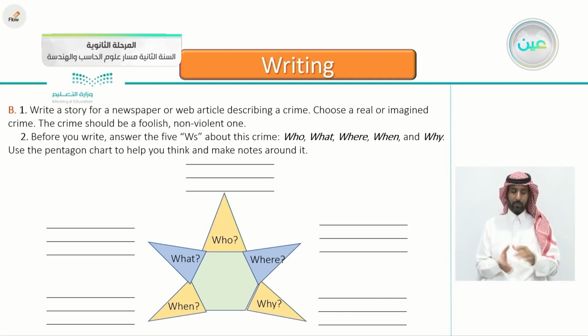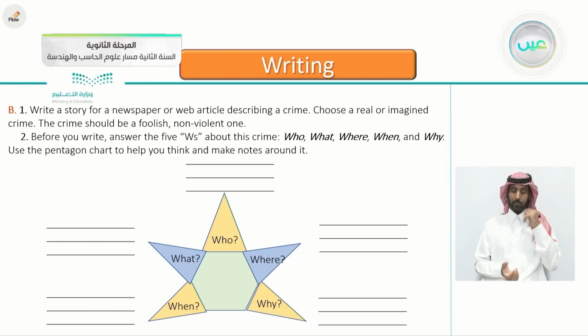So let's jump to this other exercise in your book, which you will answer. Write a story for a newspaper or a web article describing a crime. Choose a real or imagined crime. You can choose a real or an imaginary crime. The crime should be a foolish, non-violent one. Of course, we took many foolish crimes. We read about them. Non-violent.